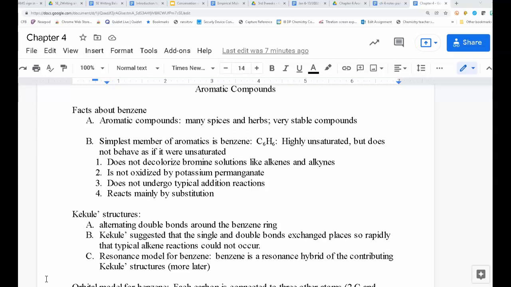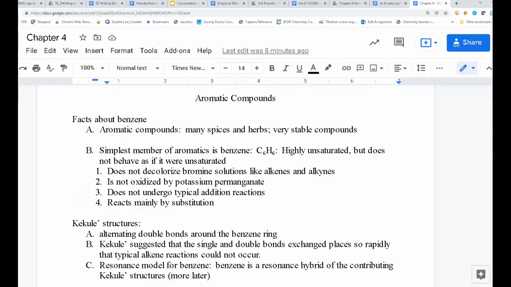Benzene is an interesting molecule because it is highly stable, and it acts very much like an alkene in that it has those multiple double bonds, but it does not act like an alkene in that it does not undergo addition. It mainly only reacts by substitution. So it does not decolorize bromine. It is not oxidized by normal routes like by potassium permanganate. So no typical addition reactions and mainly reacts by substitution only.